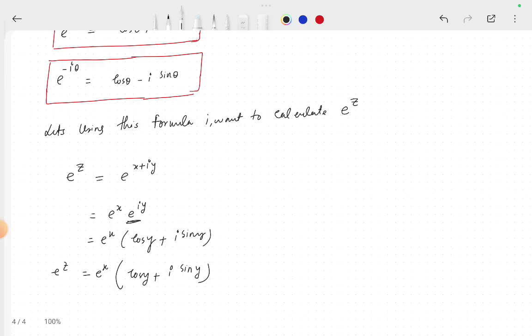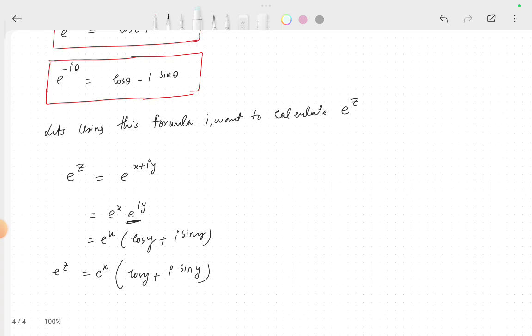So the exponential of any imaginary number can be written as cos theta minus i sin theta, or cos theta plus i sin theta. Yes, very good.